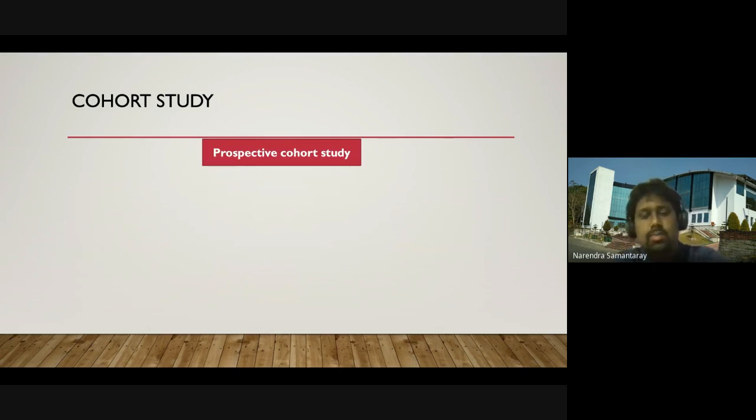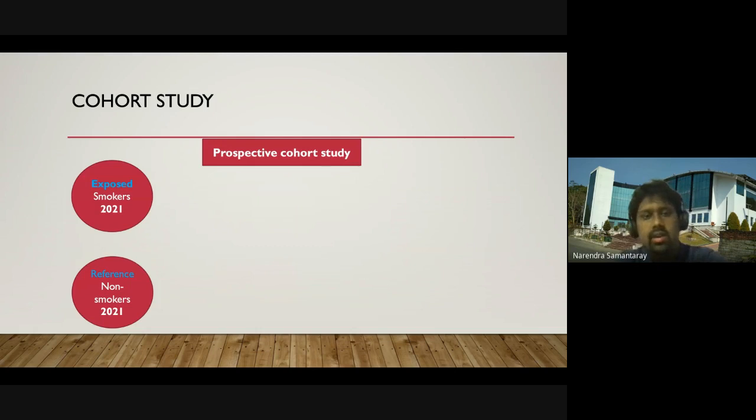The first is the prospective cohort study. As I told you, two groups have to be taken: first, those who are exposed, and second, those who are not exposed. Say today, in 2021, I divide people into two groups. In the exposed group I take a certain number of people, maybe 20 or 30. In the reference group I also take a group of people who have not taken any kind of smoking in their history. Here I want to compare the chances of lung cancer happening in the future.